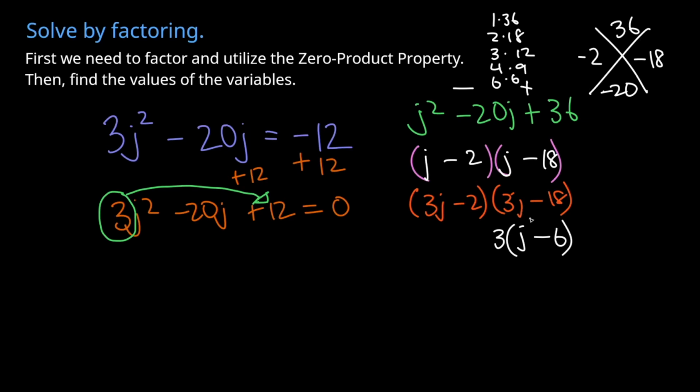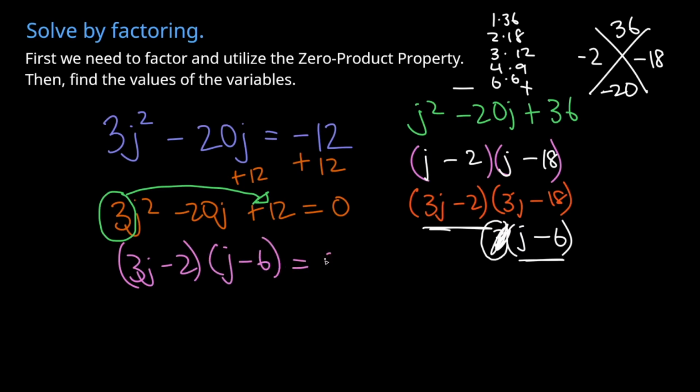Now when we're done taking out all of those numbers, we look to see what's left over. If this number is the same as this, then we're all done. So we factored out a 3, and that was the original number we put in there. So we are done extracting those numbers. So we're left with j minus 6 and 3j minus 2 as our two factors for this. We have (3j minus 2)(j minus 6) equals 0. Now we can use the zero product property.